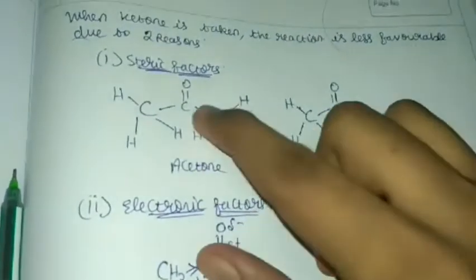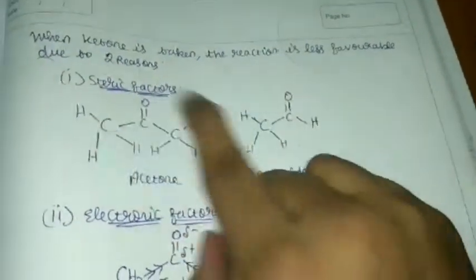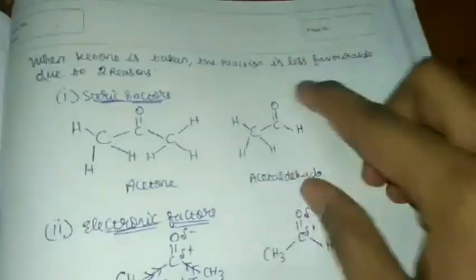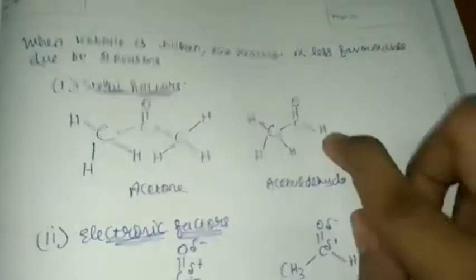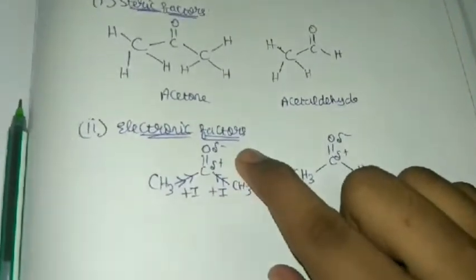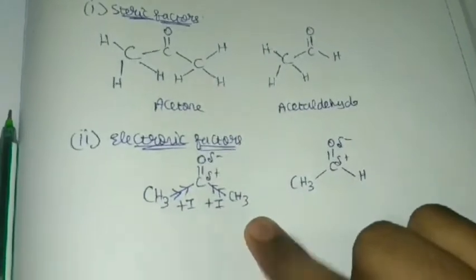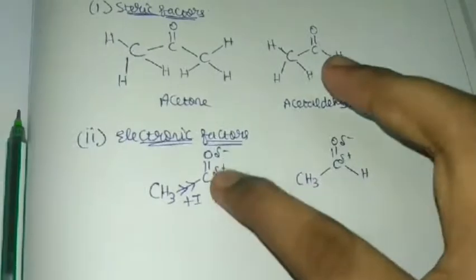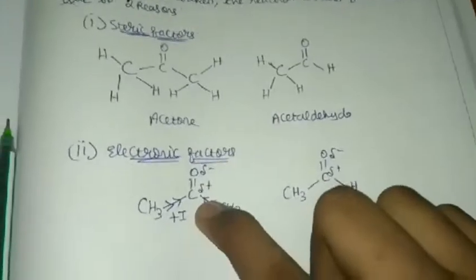So the incoming nucleophile should attack this carbon, but due to steric hindrance, it is difficult to attack this carbon. And one more thing, in acetaldehyde, this problem is reduced because of the presence of hydrogen in the group. And similarly, the electronic factors include two CH3 groups present on both sides of the carbonyl carbon. But this carbon is attacked by a nucleophile because of the significant amount of positive charge, right?